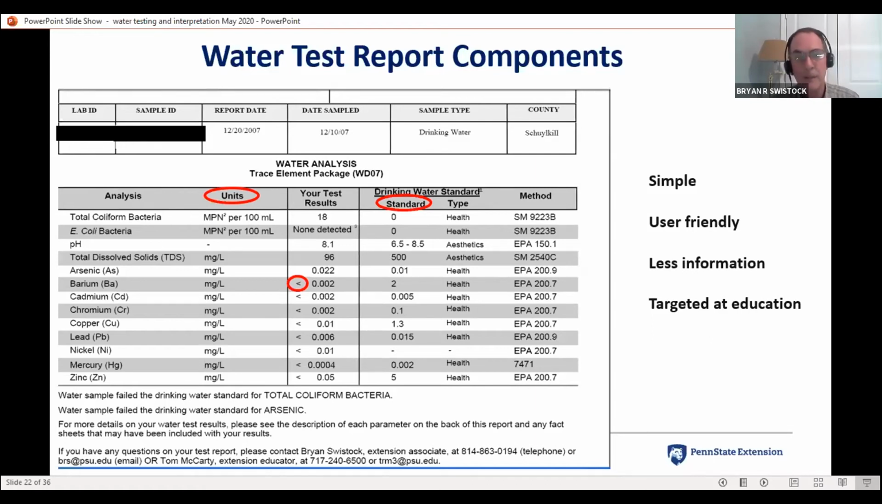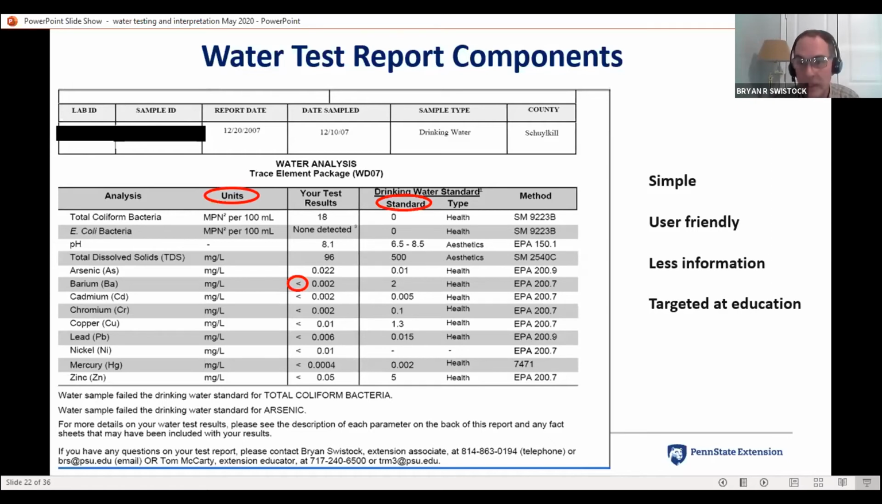I can look down to something like barium where I've got less than 0.002. The drinking water standard is 2 milligrams per liter. I don't have a problem there. I'm way below the drinking water standard. And if folks don't even want to look at the results, they can look down below it, and we tell them what things were above a drinking water standard, and it gives them information about who they can call. So this is kind of the far end of the spectrum about making the results as understandable as humanly possible.